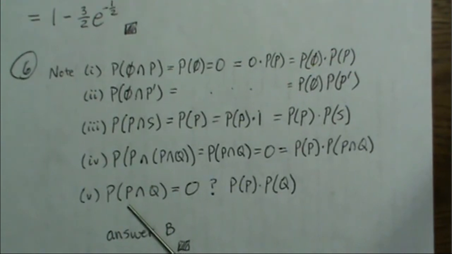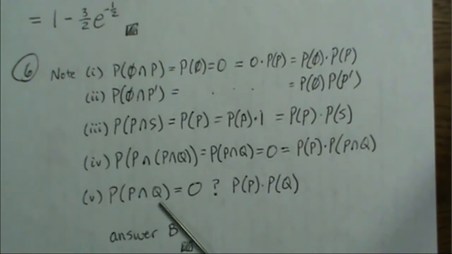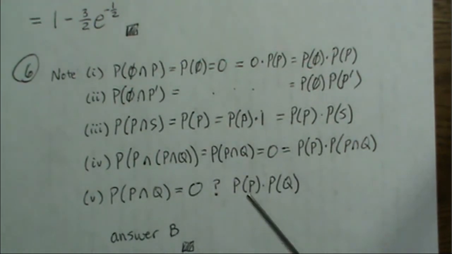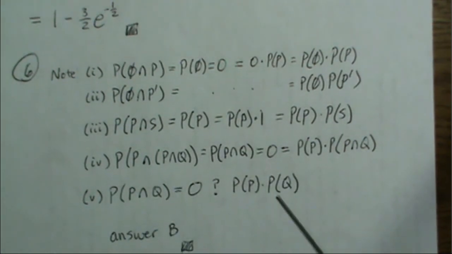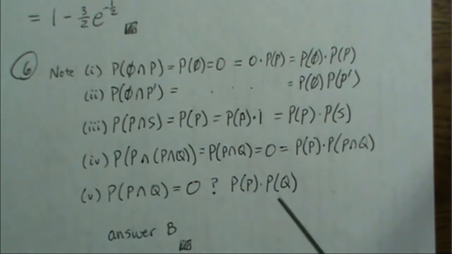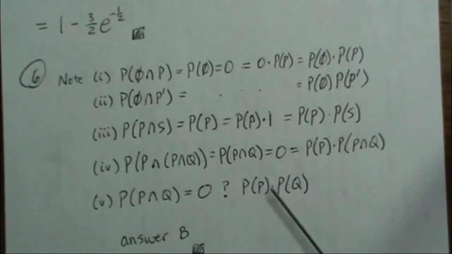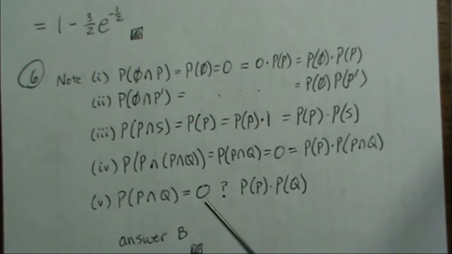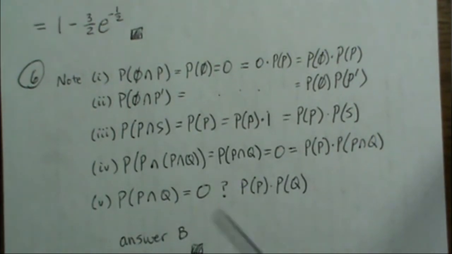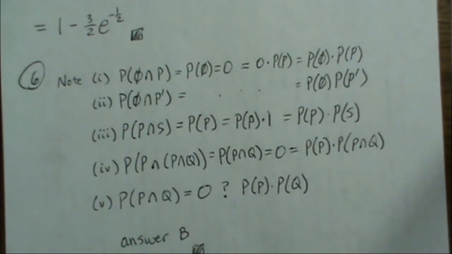Here, now the probability of P intersect Q, we know that's 0. But can we write that as the probability of P times the probability of Q? Well, we're given that those are non-zero, they're positive. So the product of two non-zero numbers is never zero, so it can't ever equal that. So P and Q are not necessarily independent. So the answer is B.